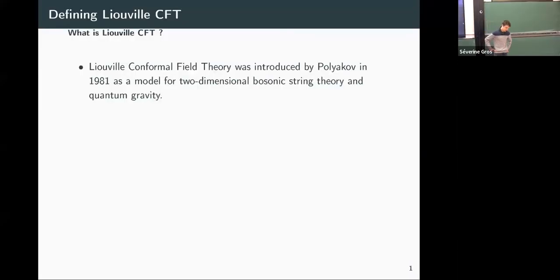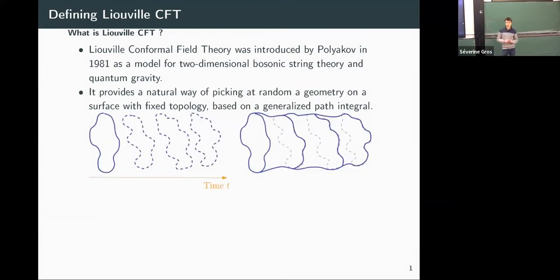Introduced in the physics literature about 40 years ago by a Russian physicist named Polyakov. It was designed as a model for two-dimensional bosonic string theory and quantum gravity. So in defining this dual theory, Polyakov introduced a natural way of picking at random a geometry on a surface whose topology is fixed. I think the connection between quantum gravity and random surfaces is rather obvious.